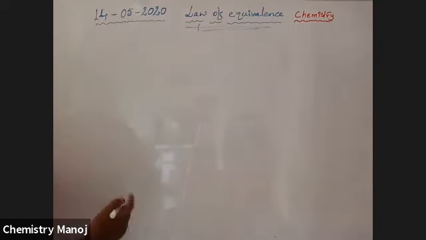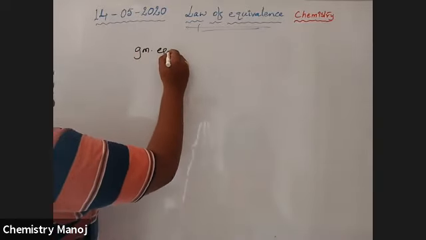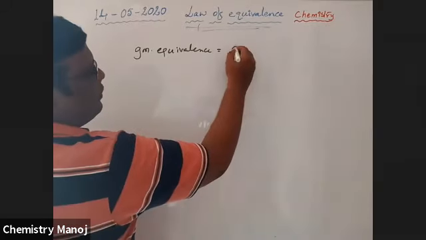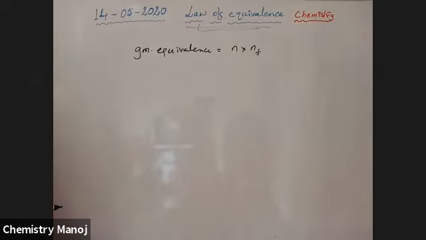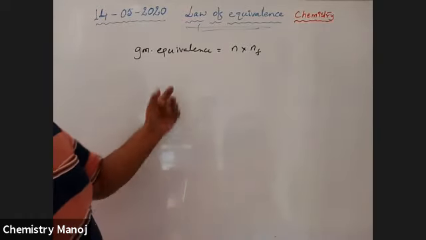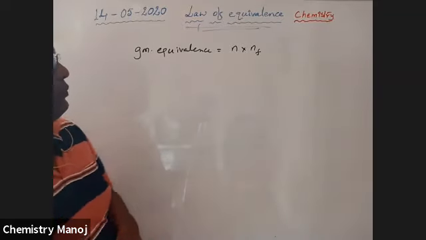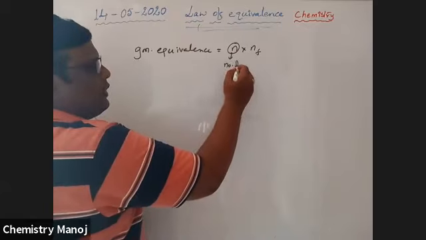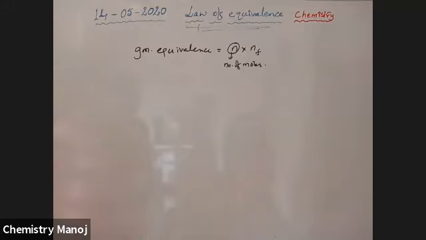So here, gram equivalent is equal to n into n factor. It is the smallest definition. Sometimes in this gram equivalence, n is nothing but the number of moles.